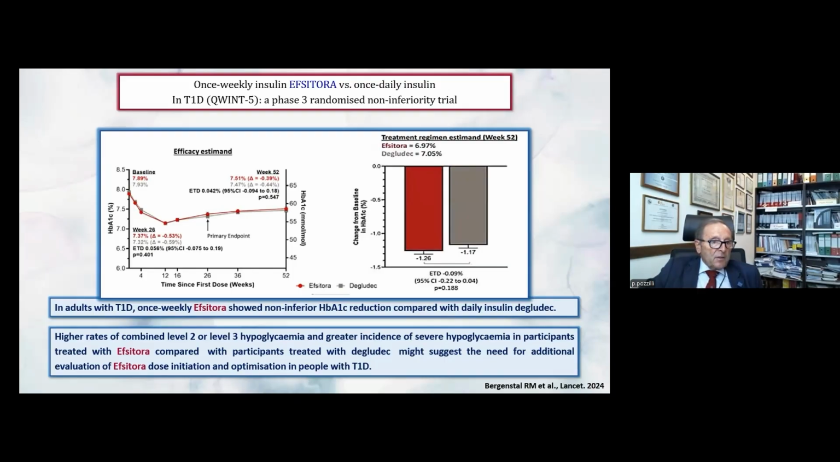And then this is the change from baseline of glycated hemoglobin. And as you can see, there is no difference, more or less they are the same. The glycated hemoglobin is 6.9 in patients with the efsitora, and with degludec is 7.05, sorry. So that means they're really the same.